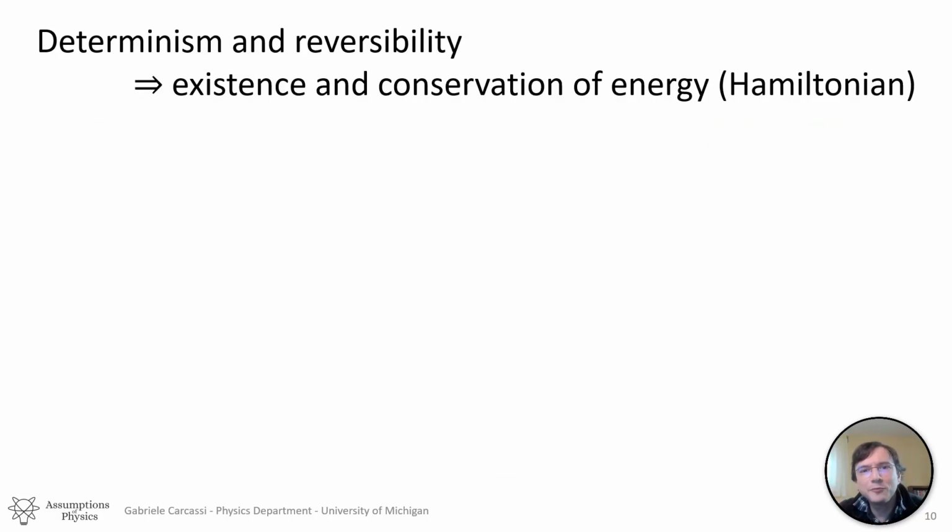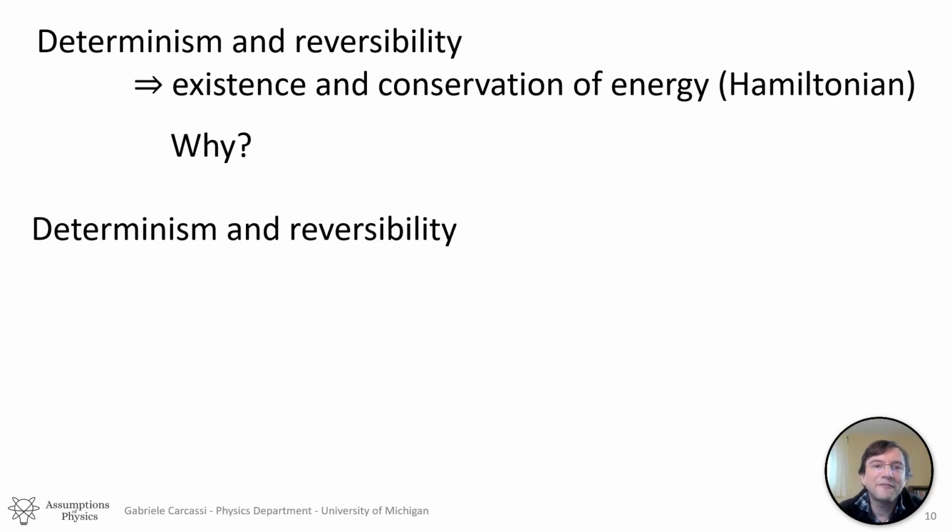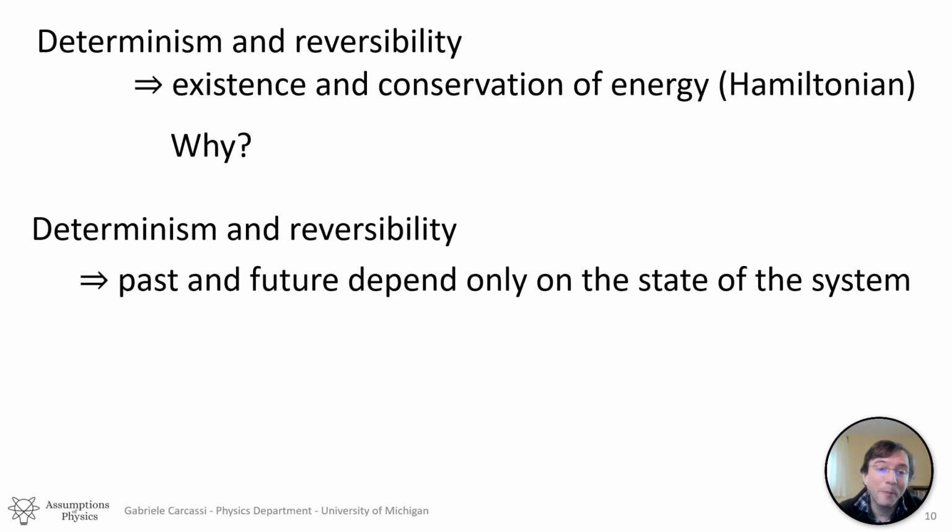Now, it may be a little bit surprising that determinism and reversibility leads to the existence and conservation of energy. And the question would be, why is that? Does that make sense? Well, let's think of it like this. Suppose we have determinism and reversibility. As we define it, it means that past and future depend only on the state of the system. Knowing the state right now, I can predict the future and reconstruct the past.